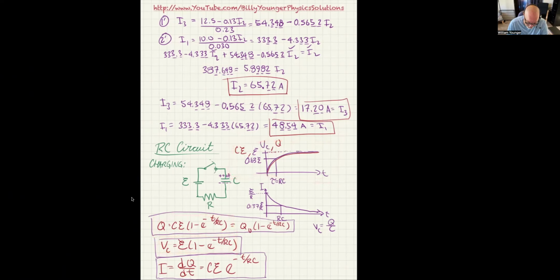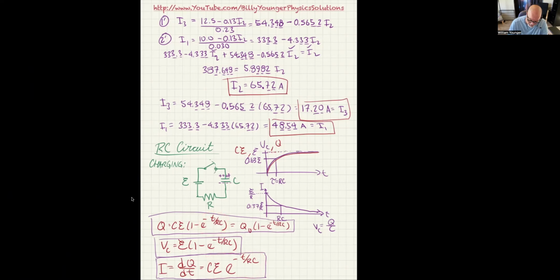Now, if I took the derivative of Q with respect to time, this first term, C times E times 1, is going to be 0. The second term is going to be negative. The derivative of e to the negative t over RC is just e to the negative t over RC times the derivative of negative t over RC, and the derivative of negative t over RC is negative 1 over RC. So the negative times a negative gives a positive, and we get CE times e to the negative t over RC. That's the entirety of the current.